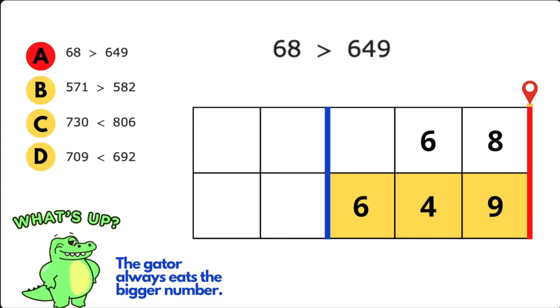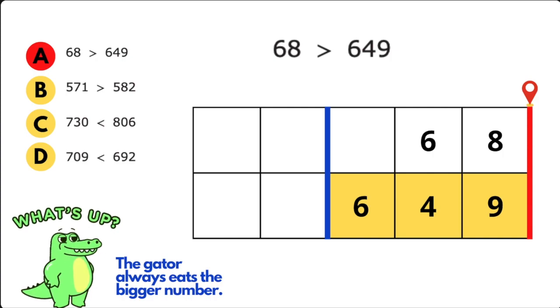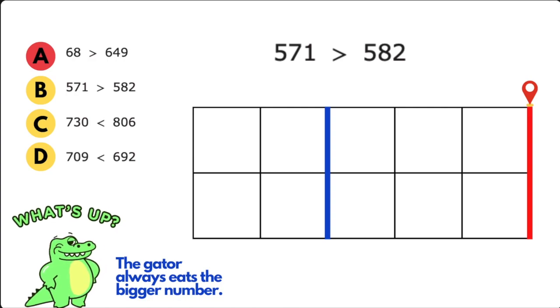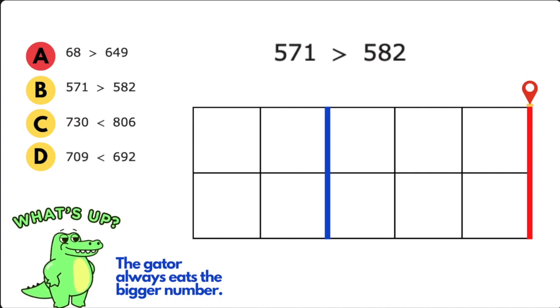When we look at this, the gator always eats the bigger number. So in this equation, 68 is getting eaten by the gator, and 68 is a smaller number, so that is not true. Let's move to our second choice. 571 is getting eaten, and we're looking at it: is 571 bigger than 582? So let's put these into our charts.